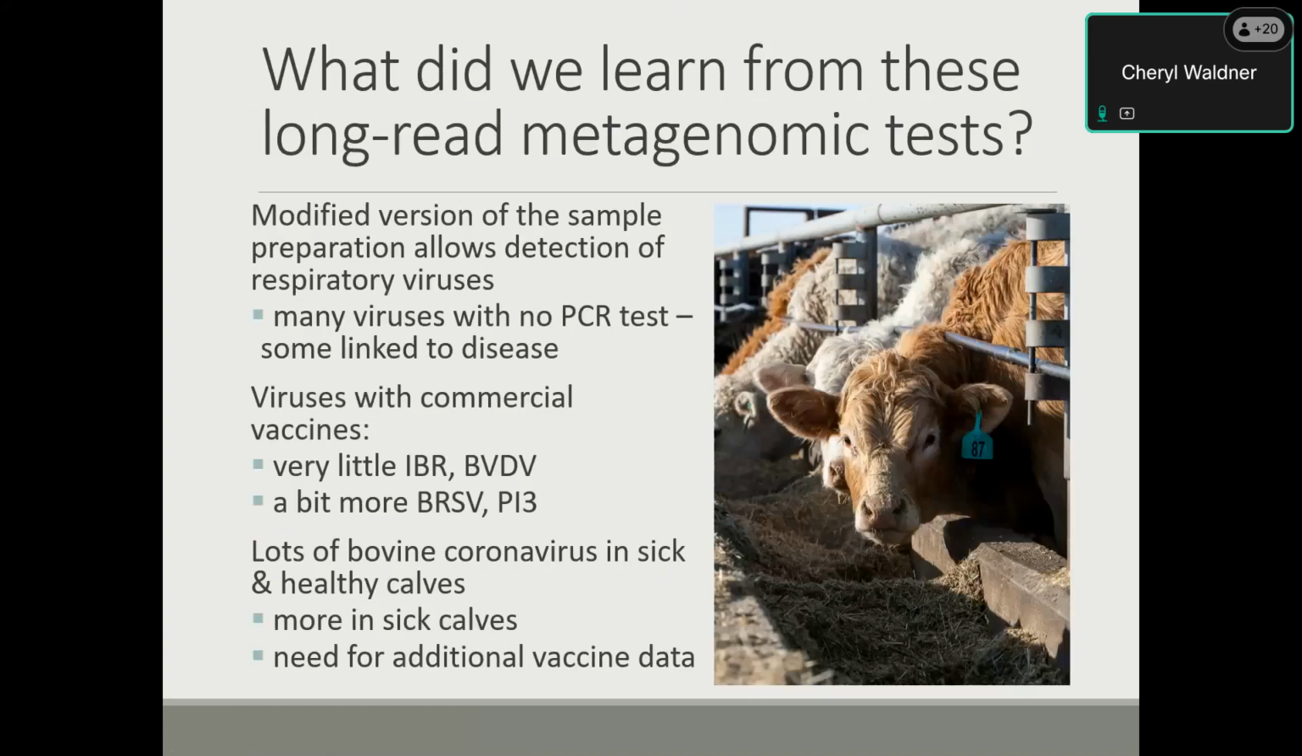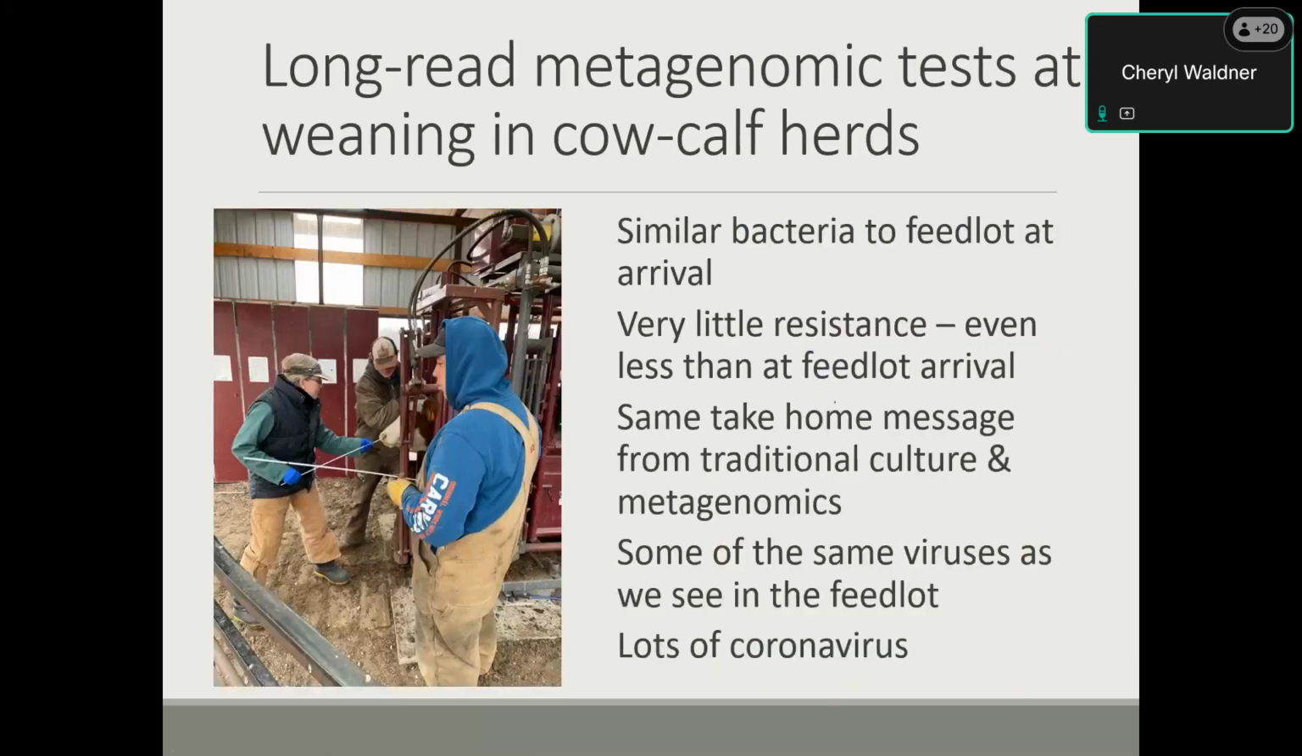We can also look at viruses. I'm not going to get into the details on what viruses we saw because you guys won't care. There is a bovine coronavirus, which has nothing to do with COVID, not a close relative at all, but is very similar to the coronaviruses that cause common colds in people and kind of have the same effect in cattle. We see a lot of those.